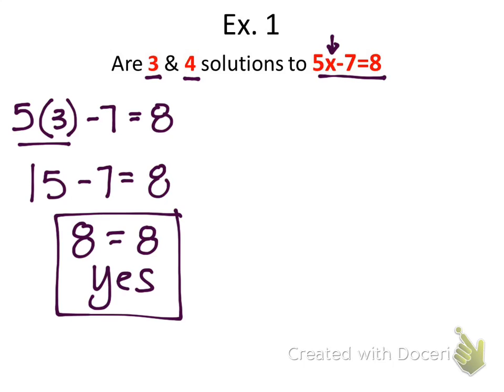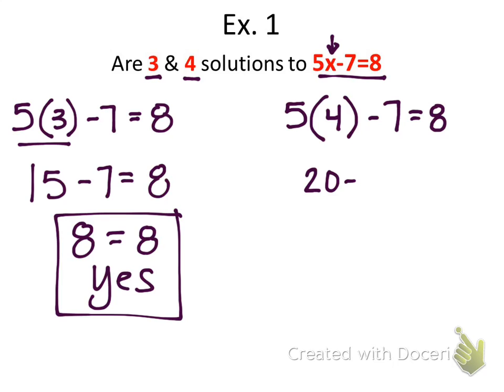Okay? Now let's do the same thing but with 4. So I'm going to say 5, and then again, instead of the x, I'm going to plug in a 4. Minus 7 equals 8. All right, what would I do first? Josh? Multiply. 5 times 4 is 20. Solve again on this side. 20 minus 7 is 13. Does 13 equal 8? No.